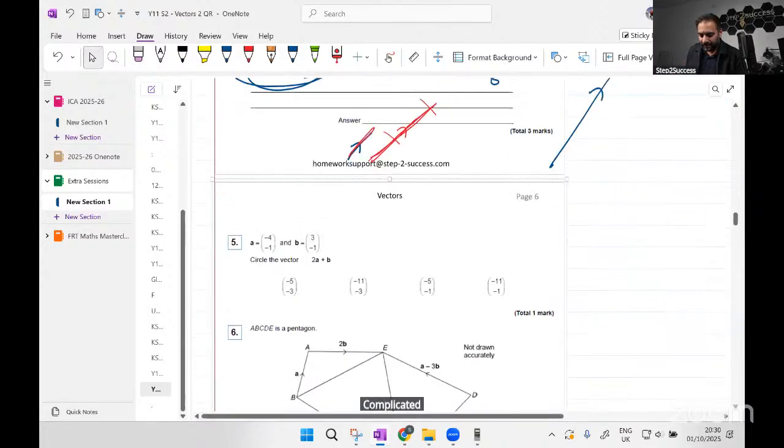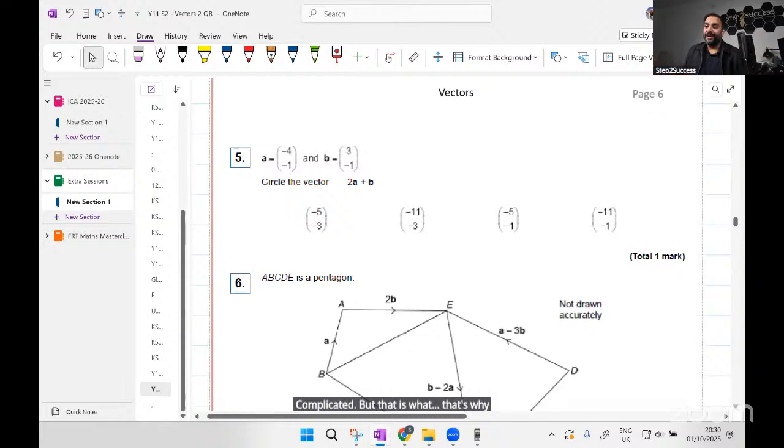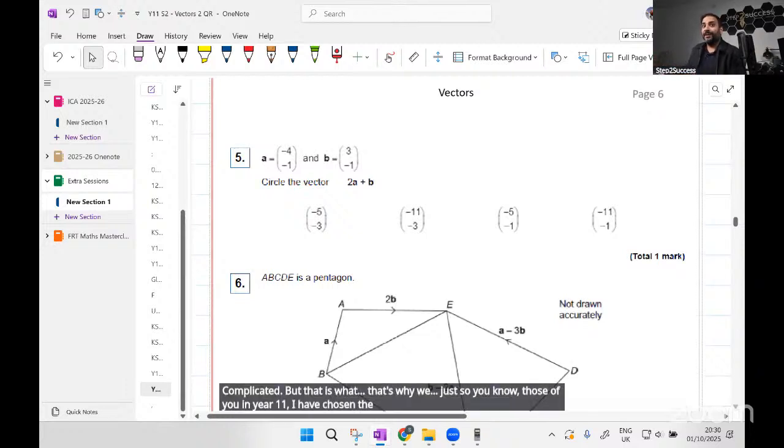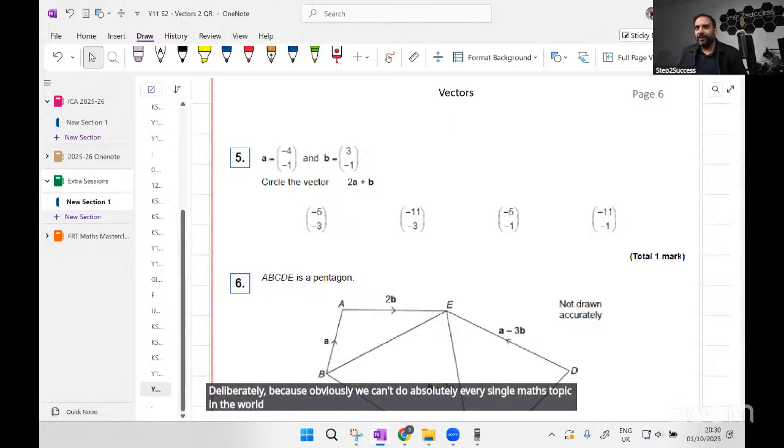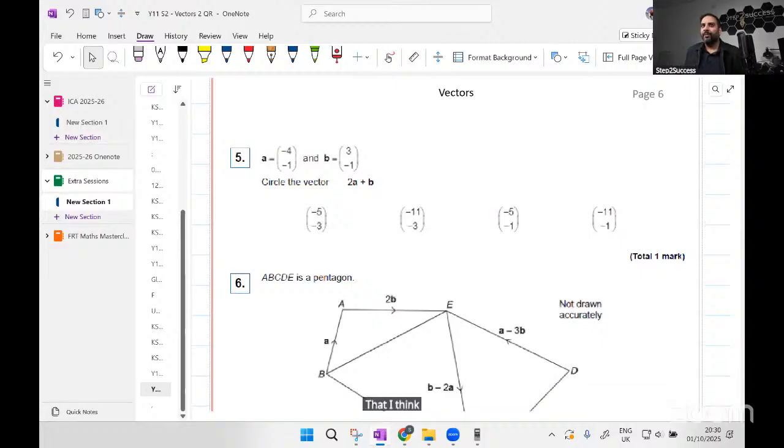Complicated. But that's why, just so you know, those of you in year 11, I have deliberately chosen the maths topics that you are doing this year, because obviously we can't do absolutely every single maths topic in the world, but I've chosen the topics that I think come up with the most challenging questions in maths exams, such as vectors, which is why we're doing it.